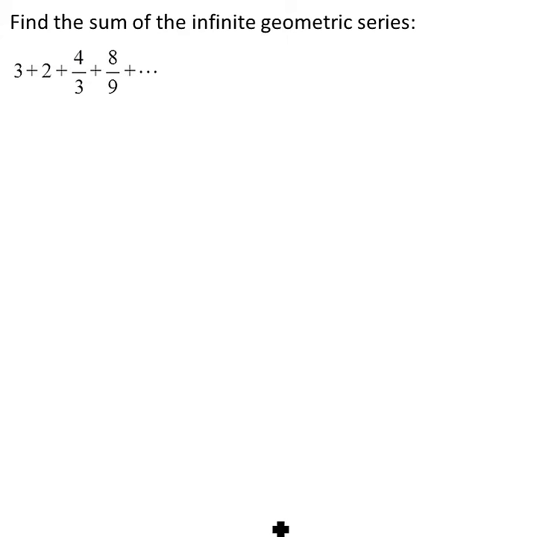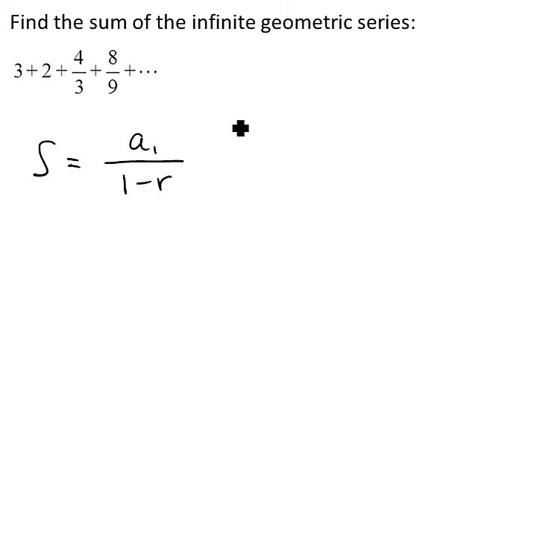Here we're being asked to add an infinite number of values and come up with a sum. So this is a geometric series, meaning the terms are part of a geometric sequence. And so we do have a formula for the sum of an infinite geometric series, and that is the first term, a1, over 1 minus r.